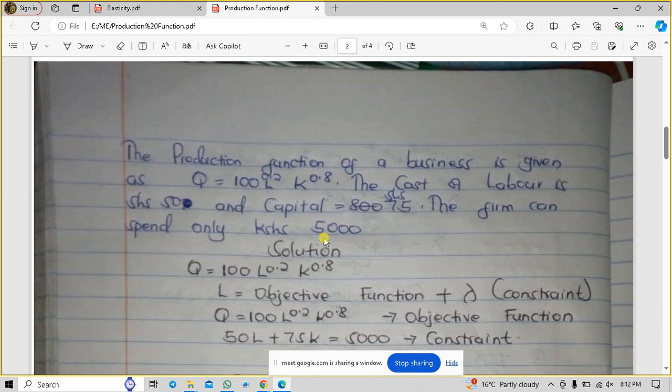So in case you get a question like this, because it's always there, you will even see it in the cut papers and past papers. You're given a production function, and then you're given the cost of labor, and you're also given the capital, and then you're told that the firm can spend only 5,000 shillings. Then you're told to find the value of L, the value of K, and the value of Q.